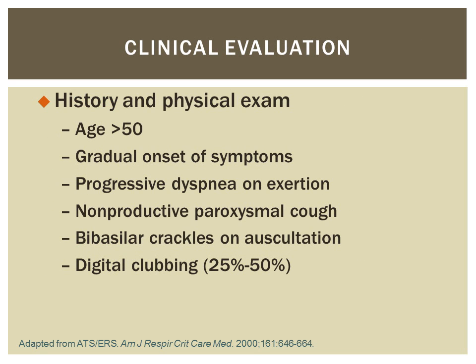The clinical diagnosis of UIP or IPF requires you to gather some basic information. In the history and physical exam, patients over 50 are more likely to have usual interstitial disease if there's a gradual onset of symptoms with progressive dyspnea on exertion, a non-productive paroxysmal cough, bibasilar crackles on auscultation, and in about 25 to 50% of the patients you can even see some digital clubbing.